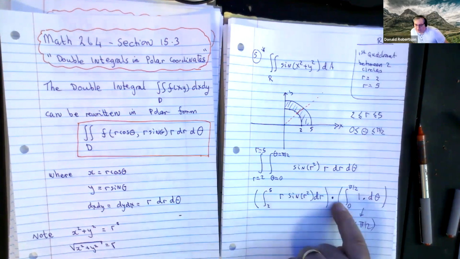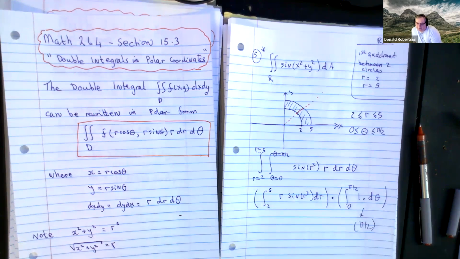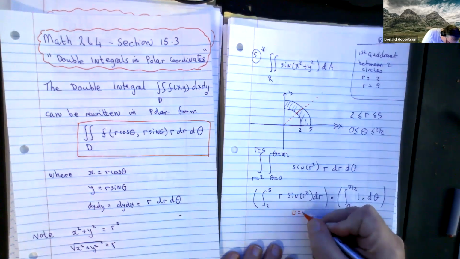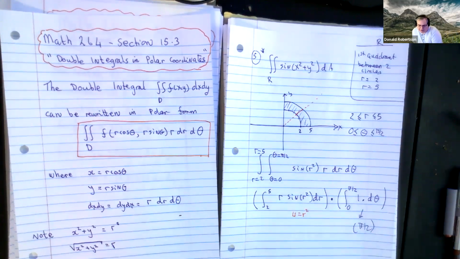What method will we use to integrate this fella? It's probably u sub or integration by parts, right? Those are the two candidates. What would you use on this one? Any takers? So the r is the derivative of r squared. Mm-hmm. So that's where you do your u sub. So that's as far as I'm going, do a u sub. And it ends up being, I think, a half sine u when you're finished, which is pretty easy to integrate.